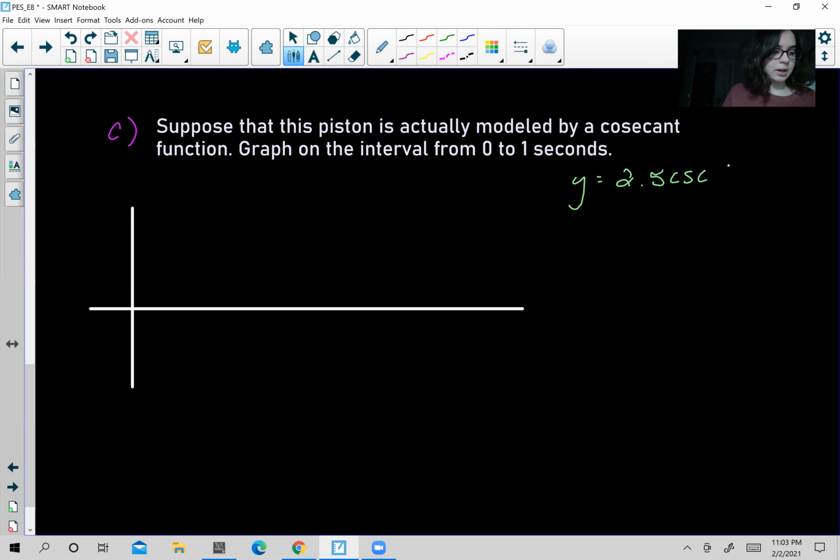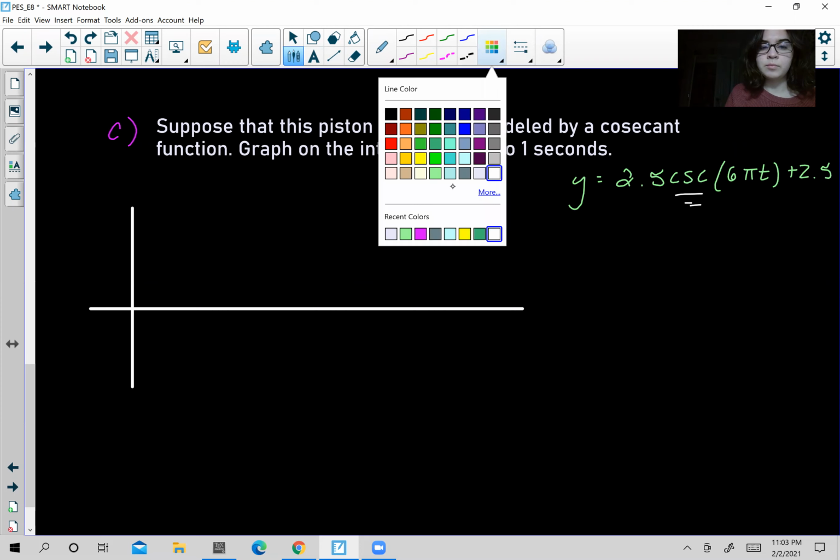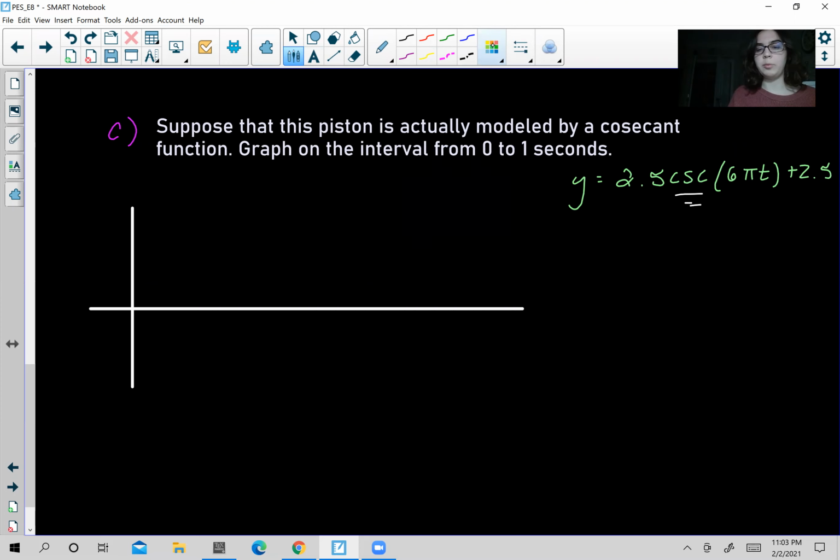So we're going to have 2.5 times cosecant of 6 pi times t, and then adding 2.5. So that is our new function, and we are going to attempt to graph this. This looks like a good opportunity to use transformations as kind of a trick to do this. First things first, we know that cosecant is just 1 over sine. So let's start with the sine graph.